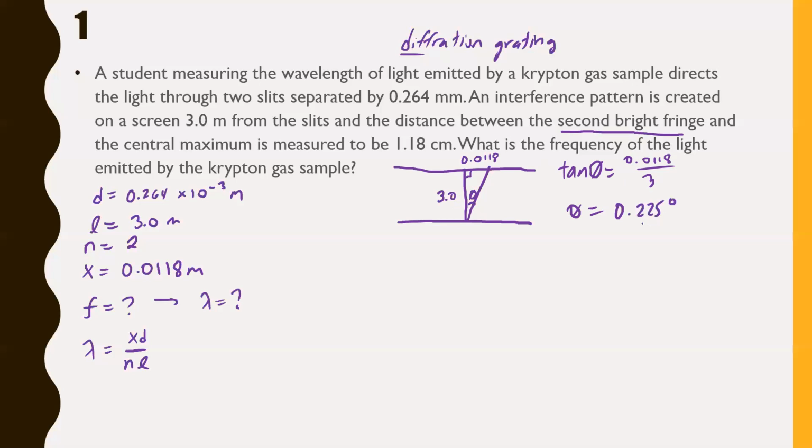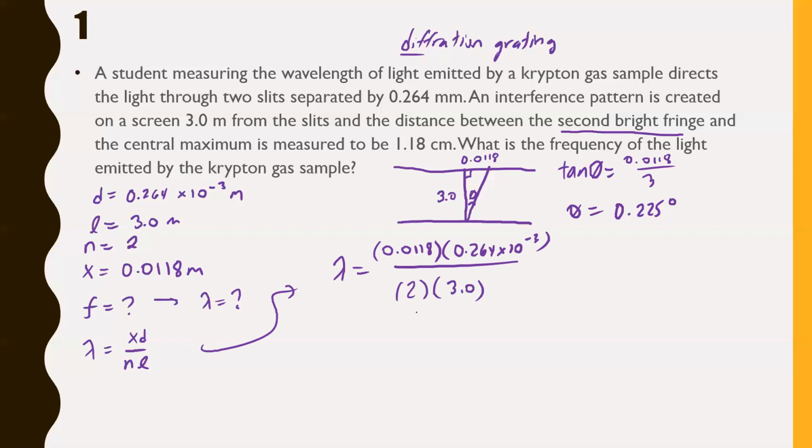It's actually 0.225 degrees. So it's even a lot less than 1 degree. This is a tiny, tiny angle. So very clearly, we can use our small angle approximation. So let's go through with that. Lambda, our wavelength, is going to equal X, which is 0.0118, times D, which is 0.264 times 10 to the negative 3, divided by N, which is 2, times L, which is 3.0.